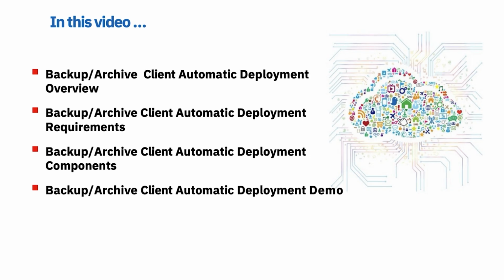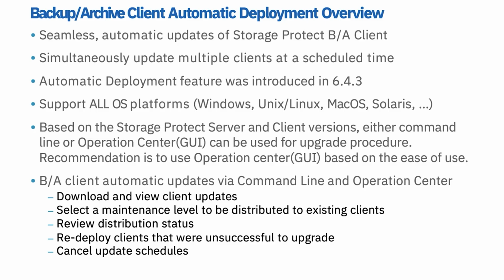As part of the automatic deployment overview, first, it is seamless. Second, automatic update of the Storage Protect Backup Archive client enables the backup administrator to automatically upgrade the backup archive client using the deployment feature. You can simultaneously update one or more backup archive clients, but the backup archive client must be 6.4.3 or above. It supports all the major operating systems like Windows, AIX, Linux and Mac OS.